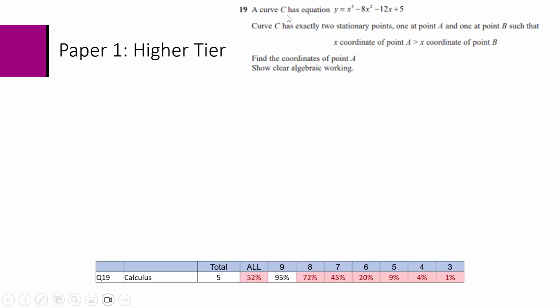A curve C has the equation, this polynomial. Curve C has exactly 2 stationary points, a point A and a point B, such that the x coordinate of A is greater than the x coordinate of B. The average mark on this one across all students was 52%. This differentiation is a great discriminator if you're looking at students between your grade 8 and grade 9 students. The examiners did say it was pleasing to see almost 40% of students able to gain full marks for correct coordinates, but some students achieved the coordinates of both point A and point B, and either selected the wrong one or did not select one at all, losing the accuracy mark.